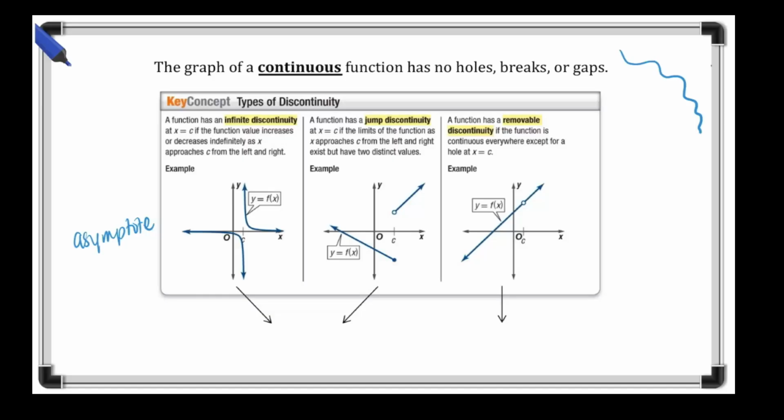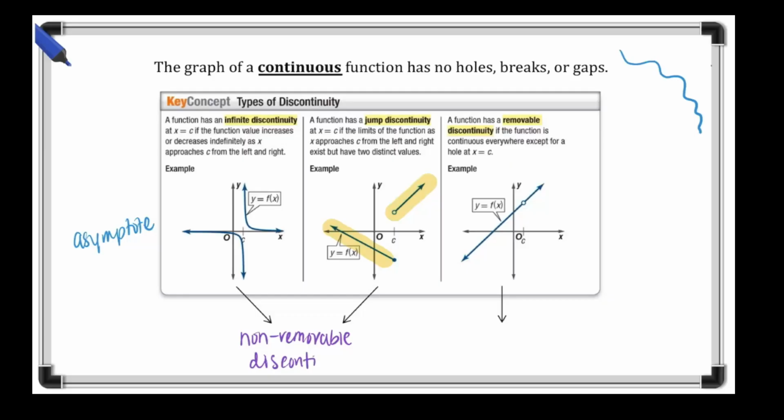Now, the second discontinuity is a jump discontinuity, and it happens at a particular value when the function approaches that value, but they have two different y values. So you can almost imagine it as starting at one part of your function, and then you got to lift up your pencil to get to the other value as it continues. Now, these are both called non-removable discontinuities.